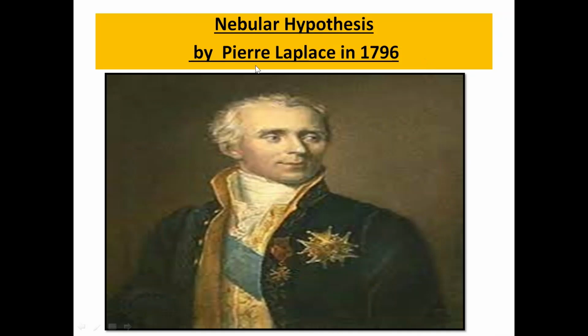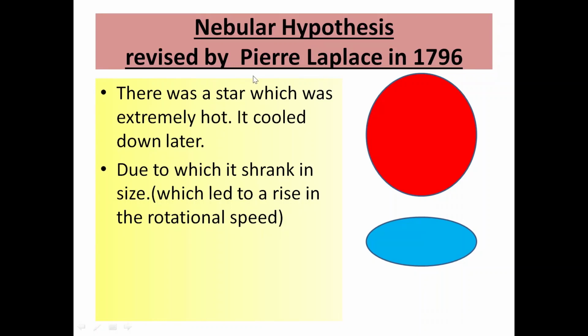Nebular hypothesis. It was put forward by Pierre Laplace in 1796. Pierre Laplace assumed that the primary nebula is hot in nature. It is also made up of dust and gases. It is also spinning on its axis, and it is hot in nature. Versus what we have studied in the gaseous theory of Immanuel Kant, where the nebula was initially cold in nature. So in the nebular hypothesis of Pierre Laplace, he said that the nebula is hot in nature and it is spinning.